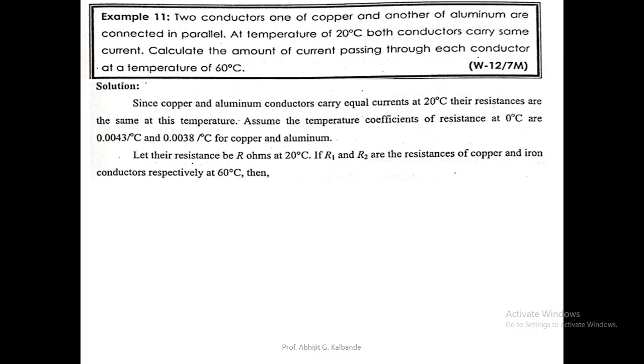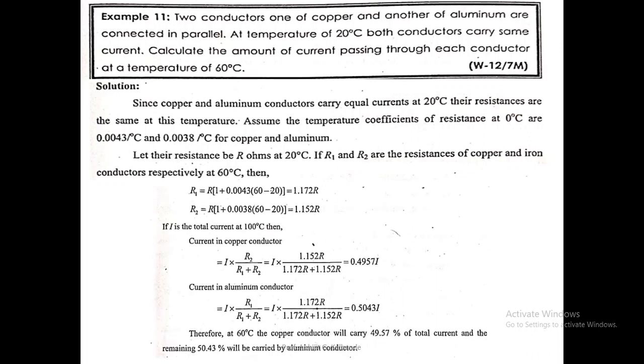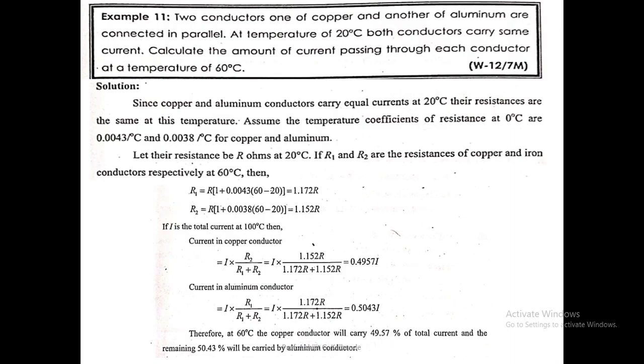Assume that the temperature coefficients of resistance at 0 degrees Celsius are 0.0043 per degree Celsius and 0.0038 per degree Celsius for copper and aluminum. Let the resistance be R ohms at 20 degrees Celsius. If R1 and R2 are the resistances of the copper and aluminum conductors respectively at 60 degrees, then first we put the value of R1. We find the value of R1. We find the value of R2.